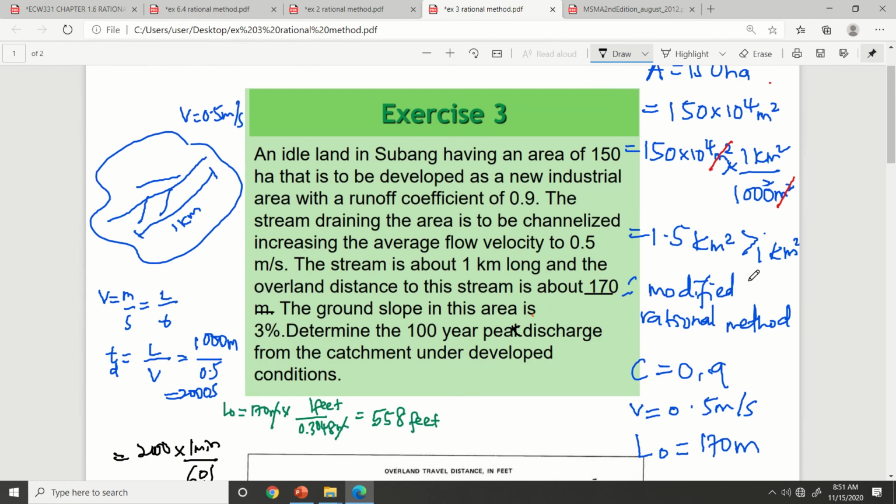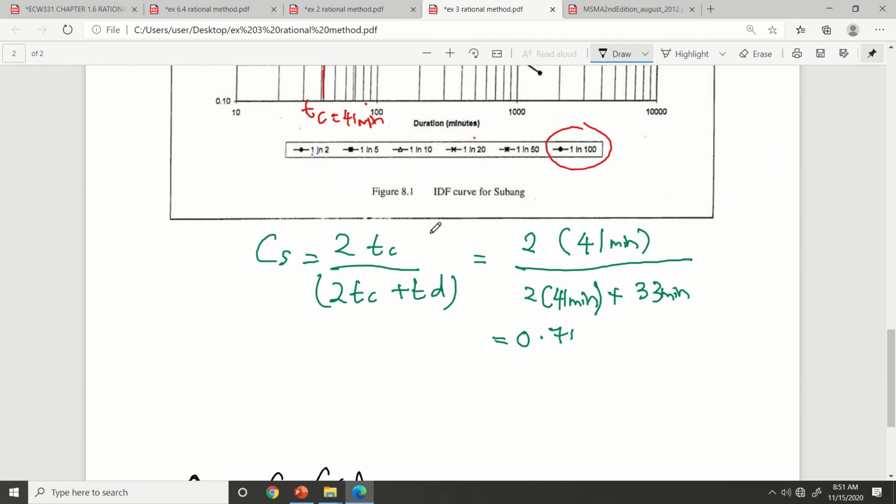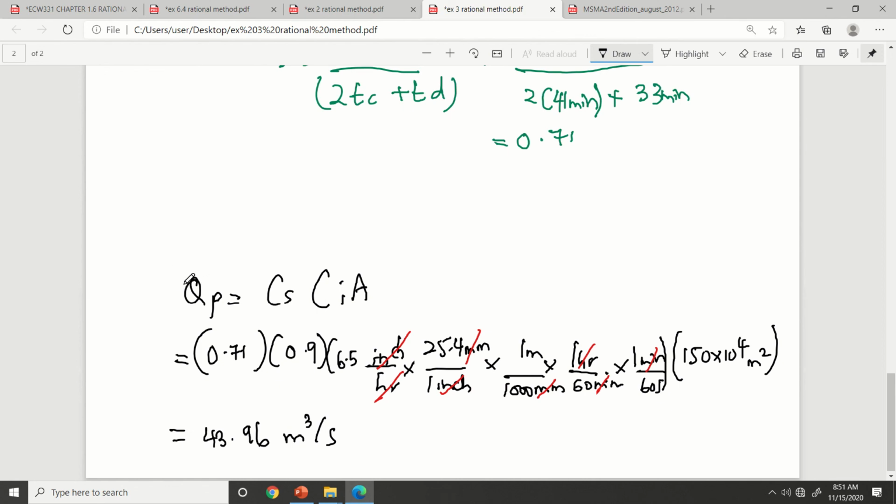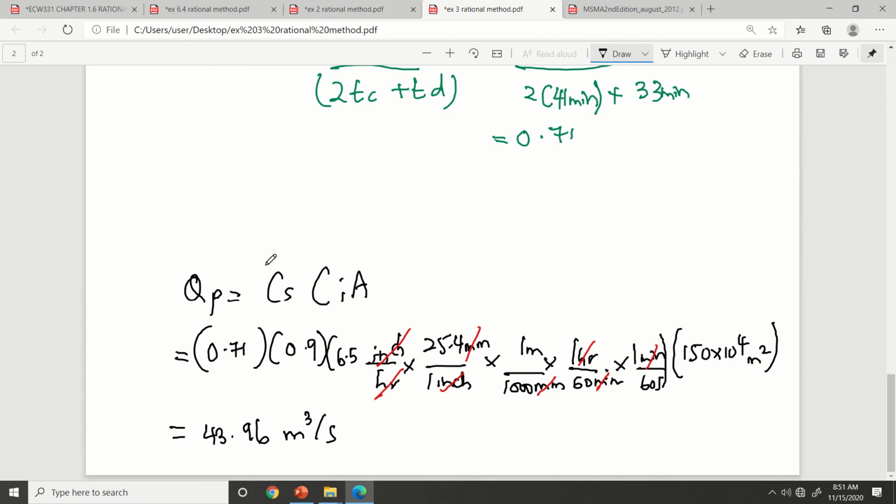Since we have to use the modified rational method, we use this equation, CS equals 2TC divided by 2TC plus TD. So TC 41 minutes and TD 33 minutes. I get CS 0.71. So this formula, QP is equal to CS CIA, and then putting into the equation, I get my QP for example 3 is 43.96 meter cube per second.